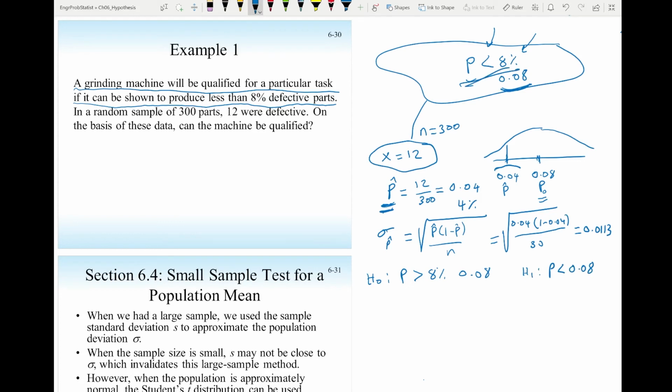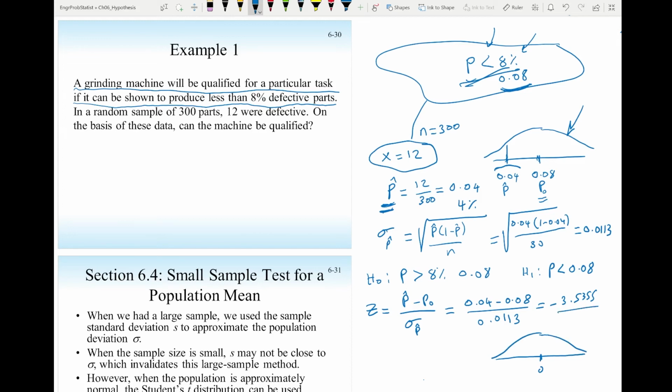So now let's calculate the z-score to convert this normal distribution to a standard normal distribution. So the z-score will be p-hat minus p0 divided by the standard deviation. If I plug in values, this equals minus 3.5355. And if I plot the standard normal distribution, where now the mean is 0 and this z is somewhere here, and I use the table for the standard normal distribution to calculate this, the p-value will come to 0.0002. So that is 0.02%.